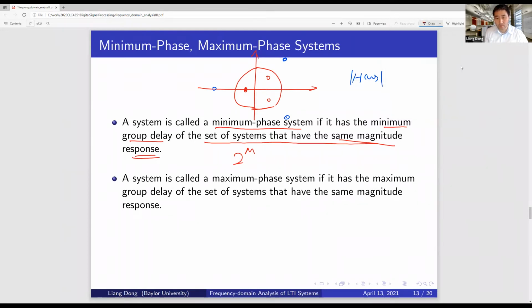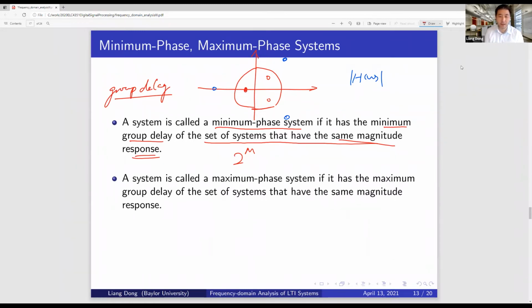Out of those 2 to the power of n different systems, there's only one system, the minimum phase system, that gives you the minimum group delay. Now, minimum group delay. Remember the group delay. What's group delay? The group delay, by its definition, is a delay of the signal, right? It's a delay of signal.